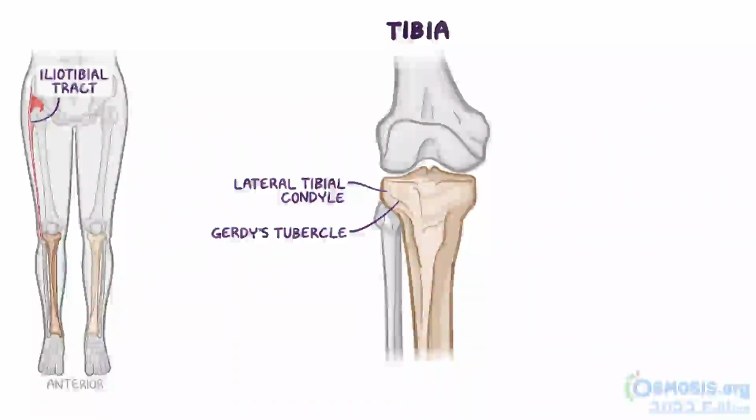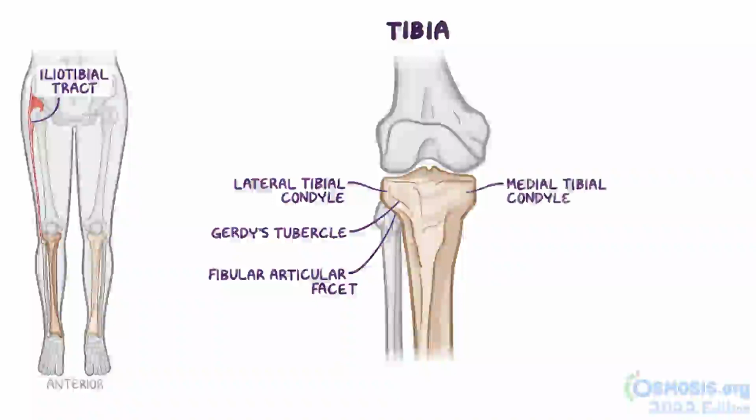The lateral condyle also presents a fibular articular facet for the head of the fibula on its posterior lateral surface. The medial condyle, situated on the anterior, medial, and posterior side of the proximal tibia, is where the semimembranosus muscle inserts.